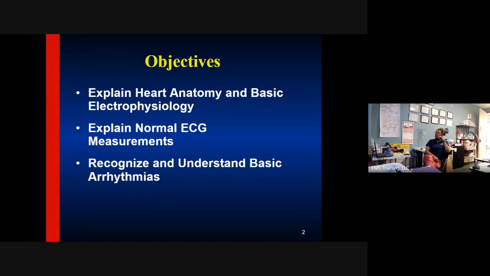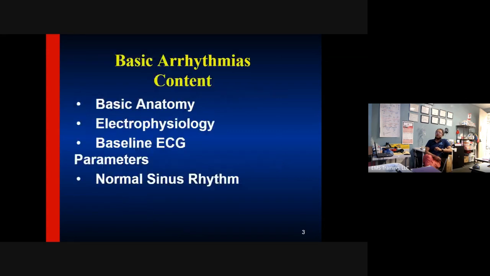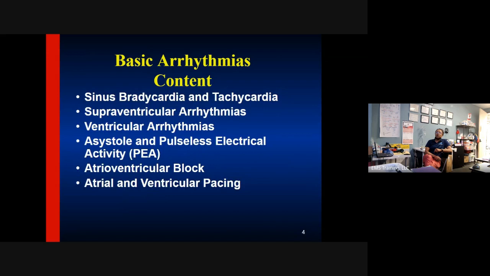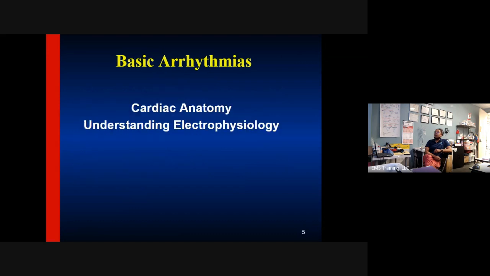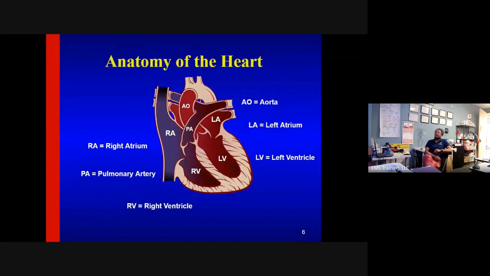So we're going to explain and understand anatomy and basic electrophysiology, explain the normal EKG, and recognize and understand basic arrhythmias. We're going to go over anatomy, electrophysiology, baseline EKG parameters, as well as our normal rhythms and our abnormal rhythms, our basic arrhythmia concepts, as well as our basic arrhythmia cardiac analogy and understanding of electrophysiology.